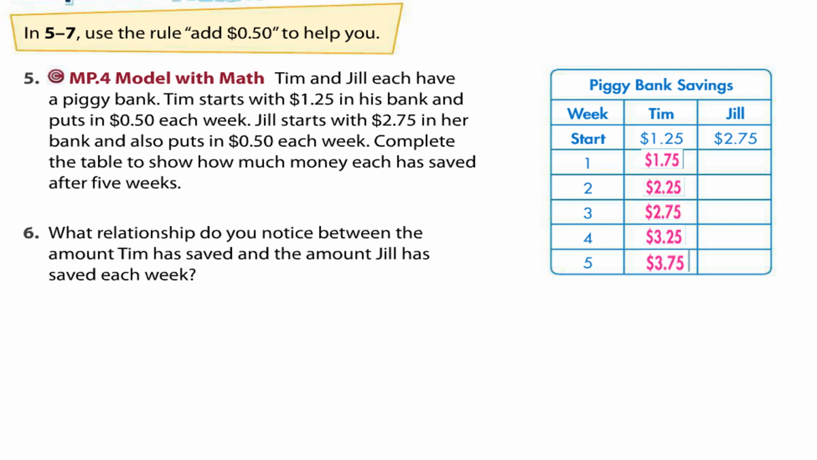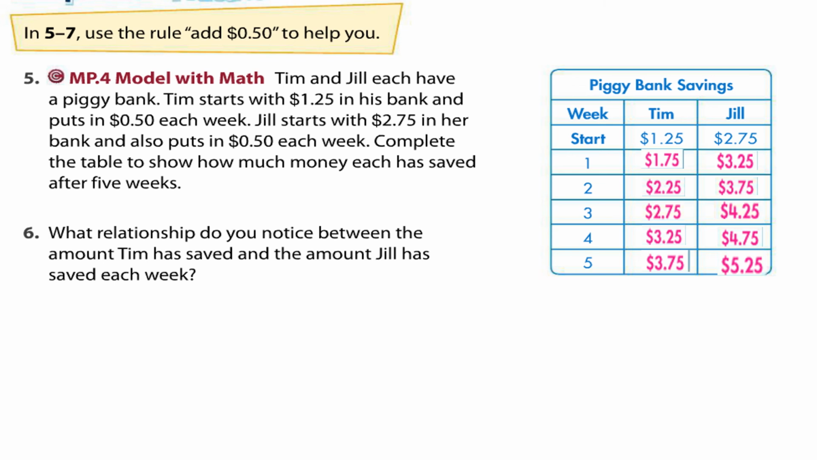Using the same way, using the same rule, which is plus 0.50. So just add 0.50 to 2.75 exactly will be 3.25. Add another 0.50 to be 3.75. Then add another 0.50 will be 4.25. Add another 0.50 will be 4.75. Another 0.50 will be 5.25. So Jill has saved after 5 weeks $5.25. That's the answer of question number 5, because he only wanted me to complete the table, and I have completed the table correctly now, using of course the rule which is adding 0.50.